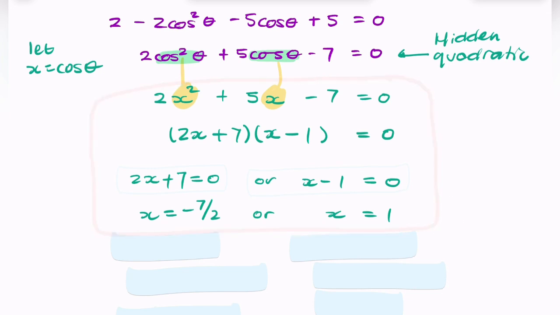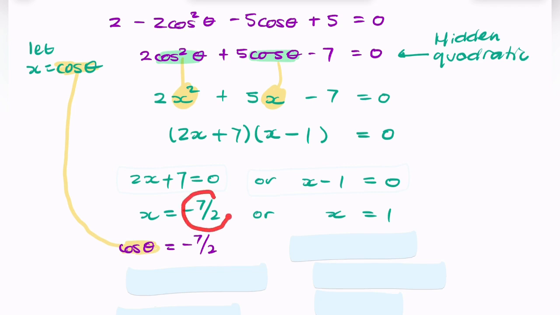But it's not the end of our problem because we need to find theta, not x. So we need to replace x once again with cosine theta. So we're taking it back to the original variable. So x is minus 7 over 2, that means cosine theta is negative 7 over 2. And x is equal to 1, so that means cosine theta is equal to 1.